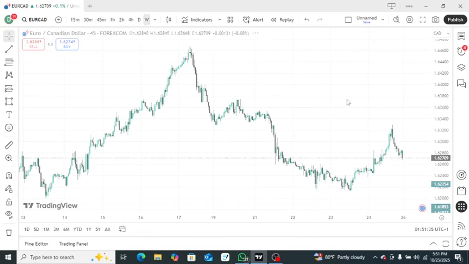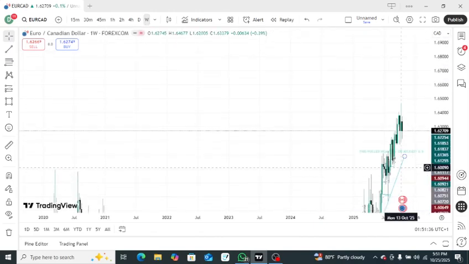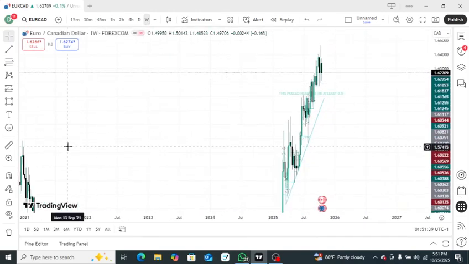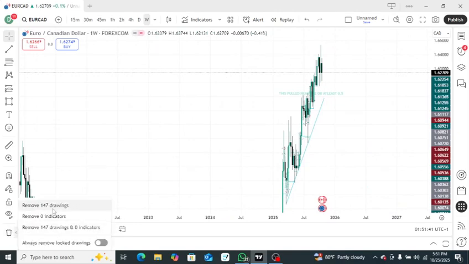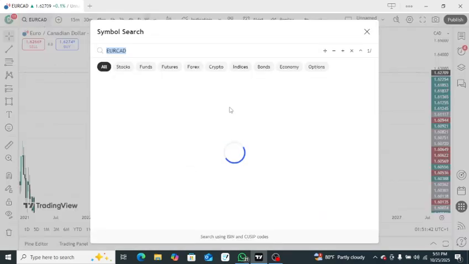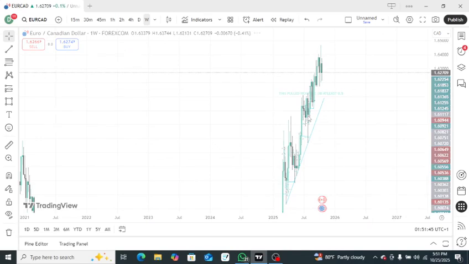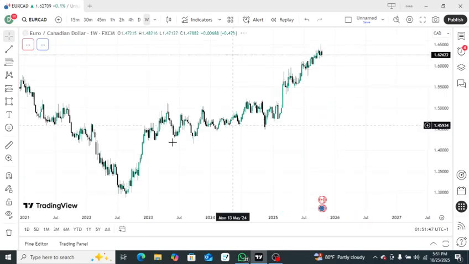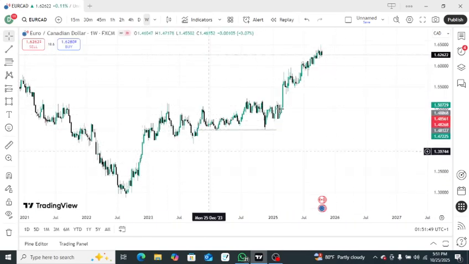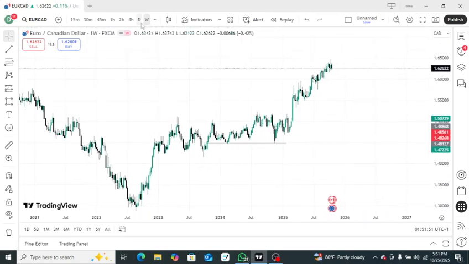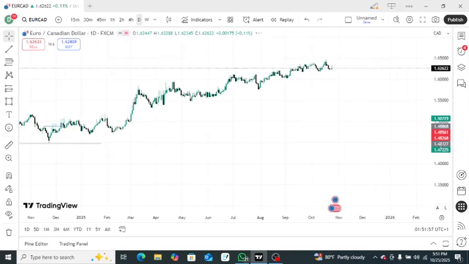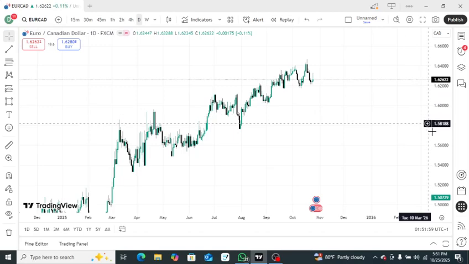So on Euro Cad now, I went to the higher time frame. On the weekly time frame, this was what I saw. I don't want to delete this one. Let me go to another side. FXCM. Okay. So this was what I saw in the weekly time frame. We are currently buying to the upside on Euro Cad. Now I went to the daily time frame. After I've confirmed where price is heading to, I came here.